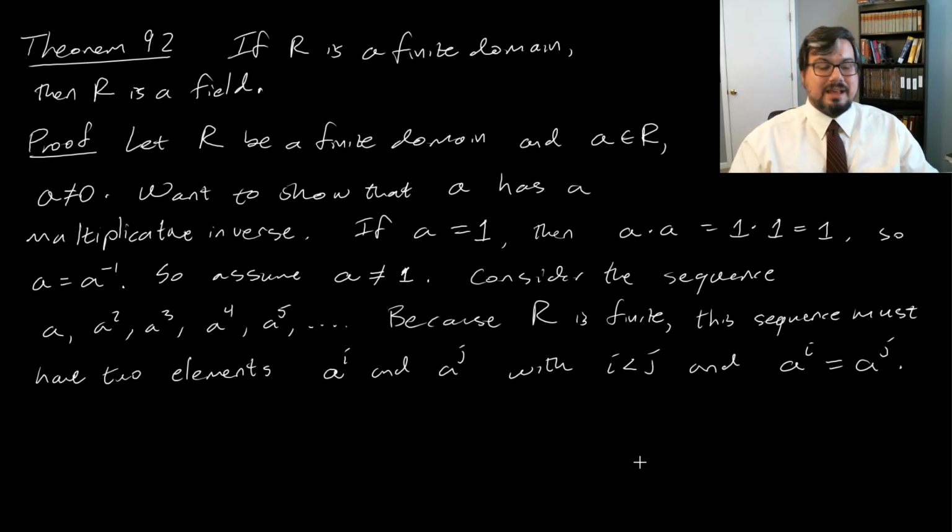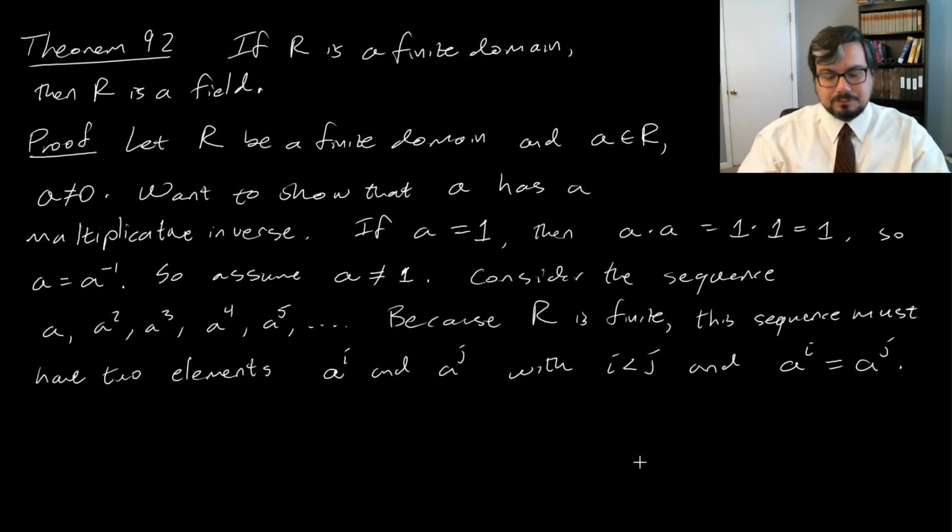This sequence, a squared, a cubed, etc., is an infinite sequence, and each one of these powers hits some element of the ring R. Eventually, you're going to run out of elements of the ring R, and two powers of a are going to land on the same point. Now, you can, of course, go further and say that there's some element of R that is equal to infinitely many different powers of a, but we just need one of them. We need that i is less than j and a^i is equal to a^j.